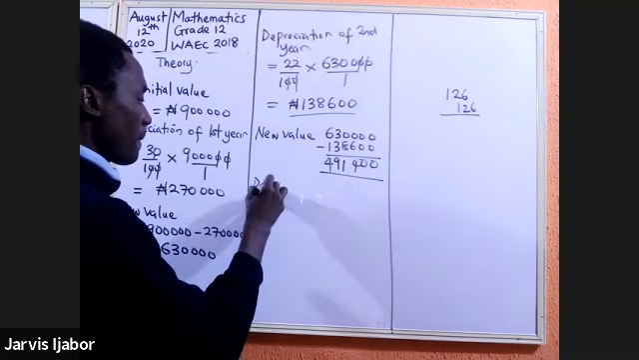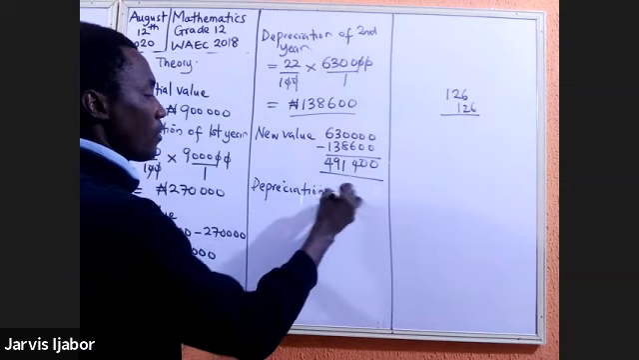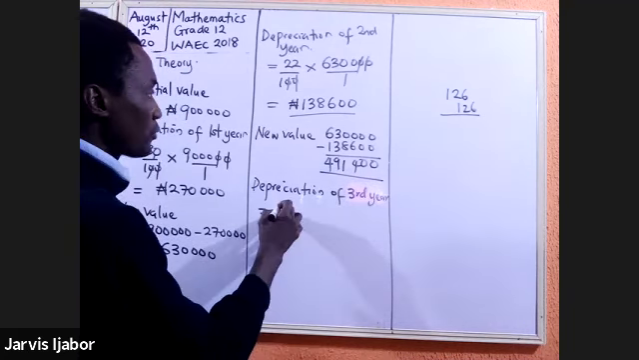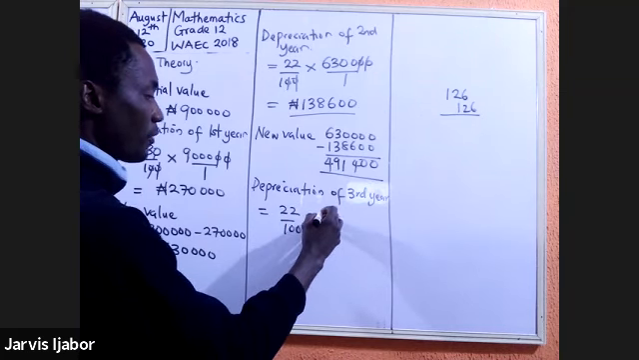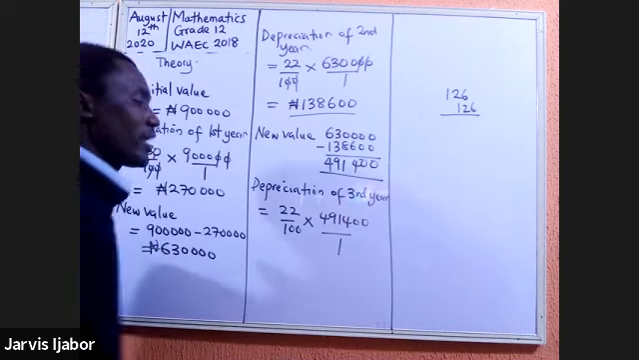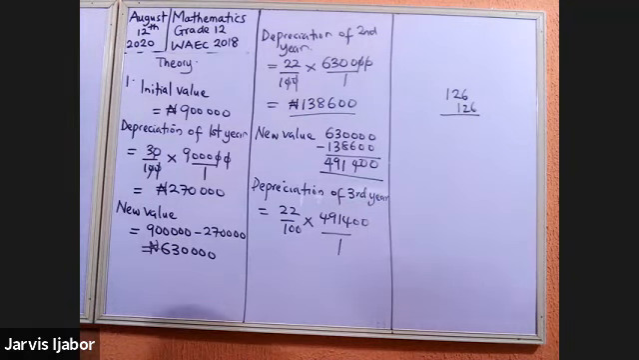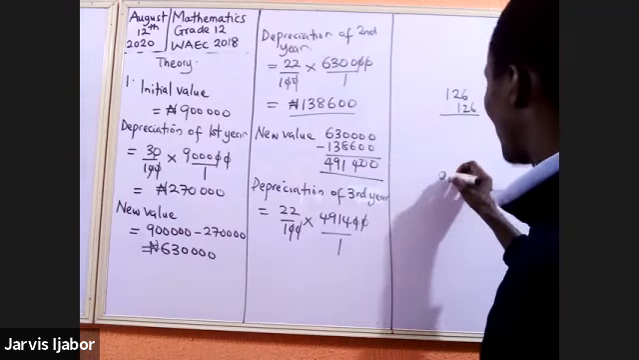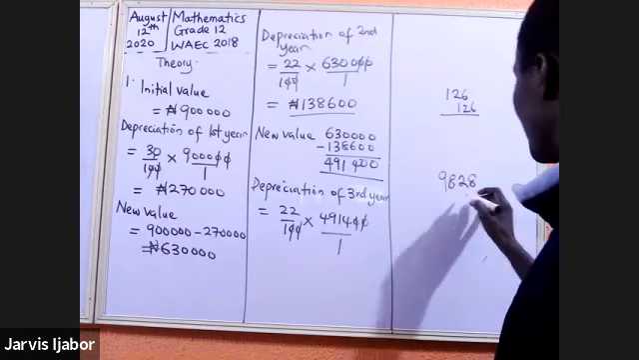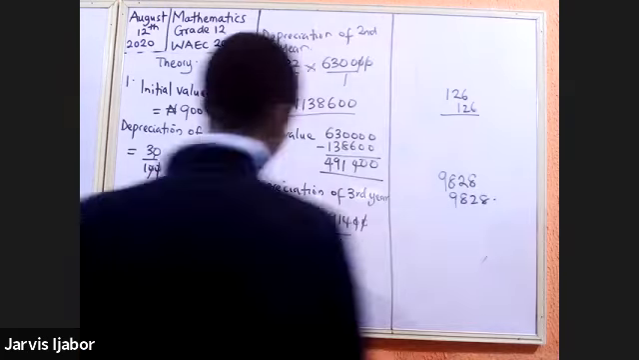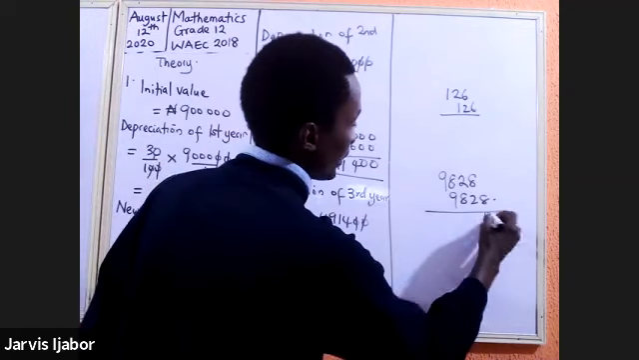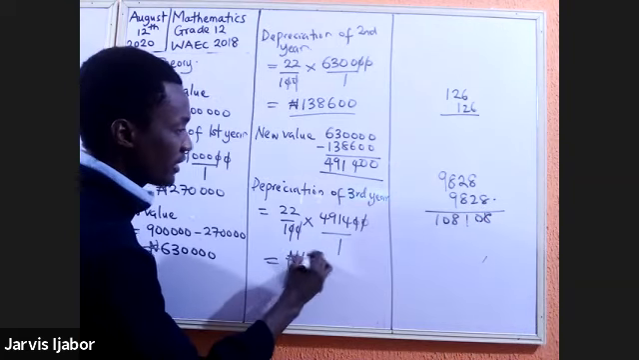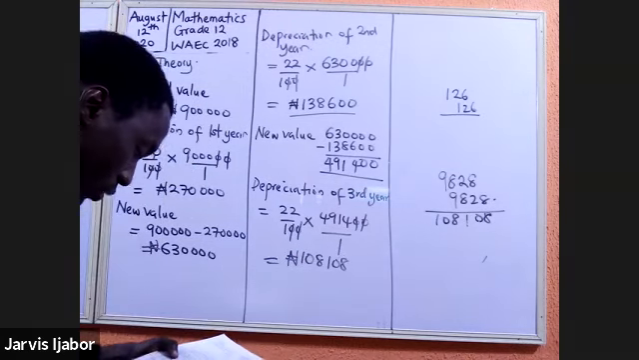So depreciation of the third year will be equal to what? 22/100 times 491,400/1. Now at this point you need a calculator. No matter how machine-like your brain is, you need a calculator. But I can still try to be a little stubborn. I'll have 9828. Right, so that will give me 108,108. Oh my god, that's beautiful.